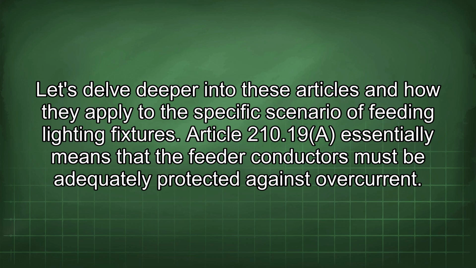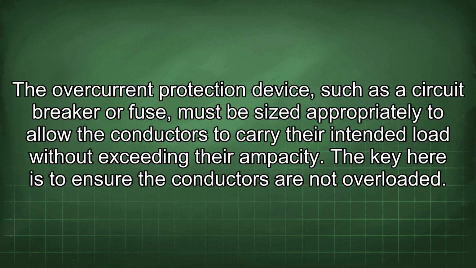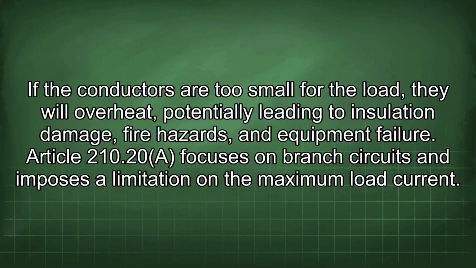Article 210.19 essentially means that the feeder conductors must be adequately protected against overcurrent. The overcurrent protection device, such as a circuit breaker or fuse, must be sized appropriately to allow the conductors to carry their intended load without exceeding their ampacity. The key here is to ensure the conductors are not overloaded. If the conductors are too small for the load, they will overheat, potentially leading to insulation damage, fire hazards, and equipment failure.